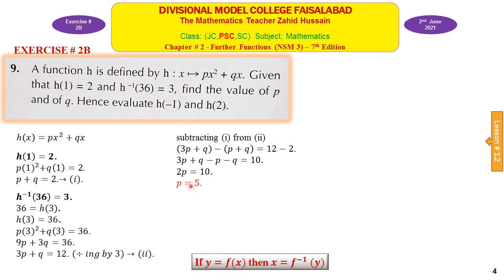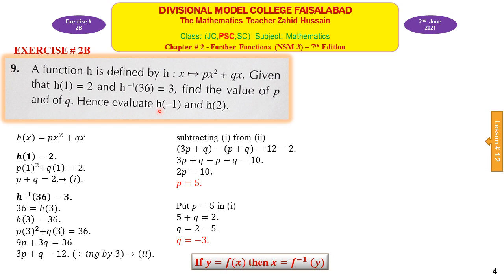Put this value of p in equation number 1 or equation number 2. We put this value in equation number 1, and we get the value of q, which is minus 3. In this, we were asked to find the values of p and q. We are able to find the value of p, which is 5, and value of q, which is minus 3, by using the two conditions in the question.